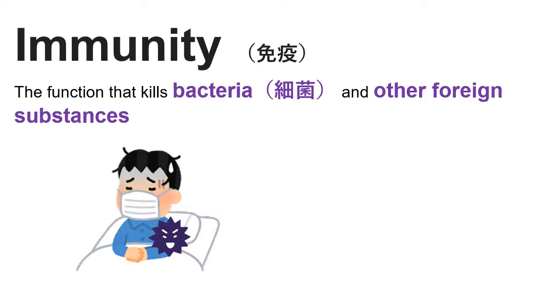The human body has a function called immunity that kills foreign substances such as bacteria when they enter the body. The ultimate goal is to have neutrophils eat the bacteria.